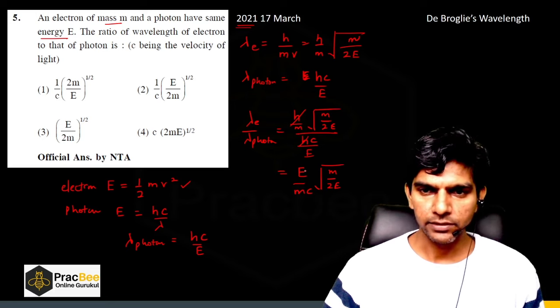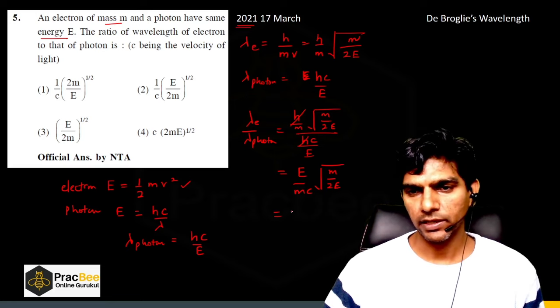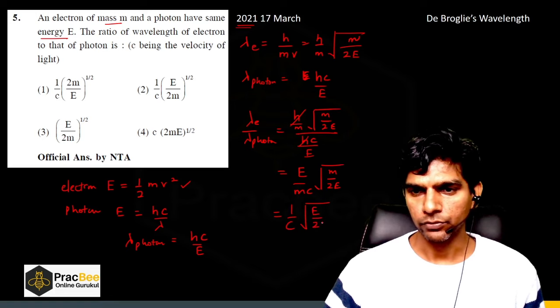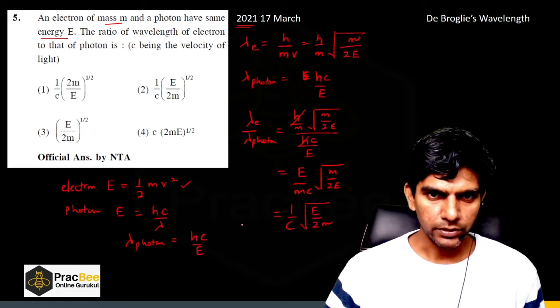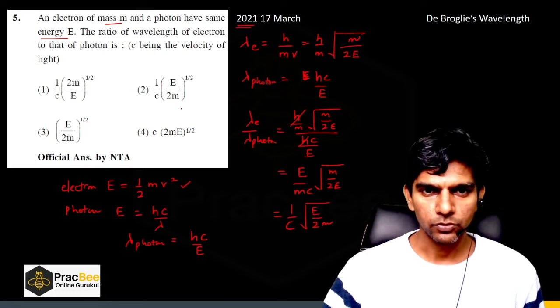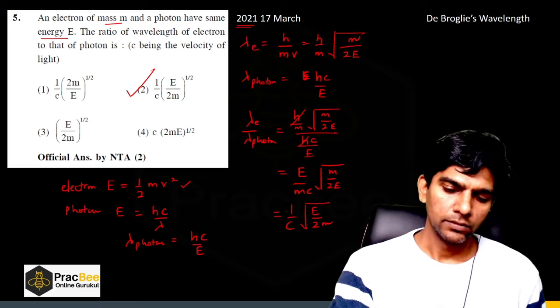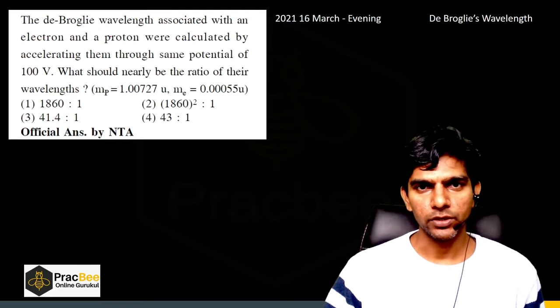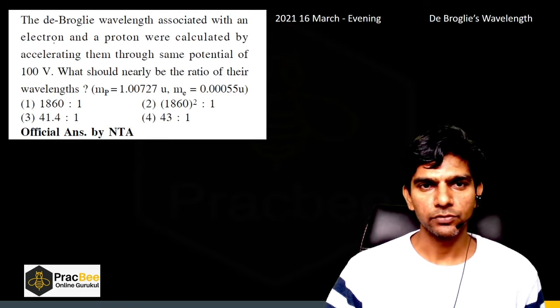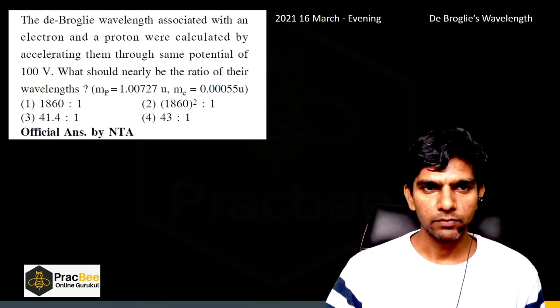Now, let us take this E by m into the square root. So, we'll have 1 by c root E by 2m. So, if we compare our answer with the options, option 2 is the right answer. Got it? Right.